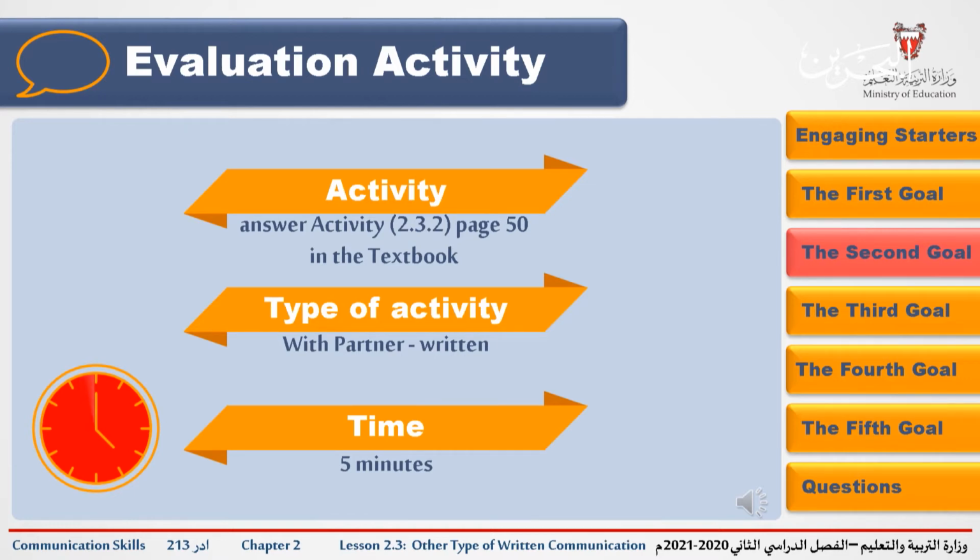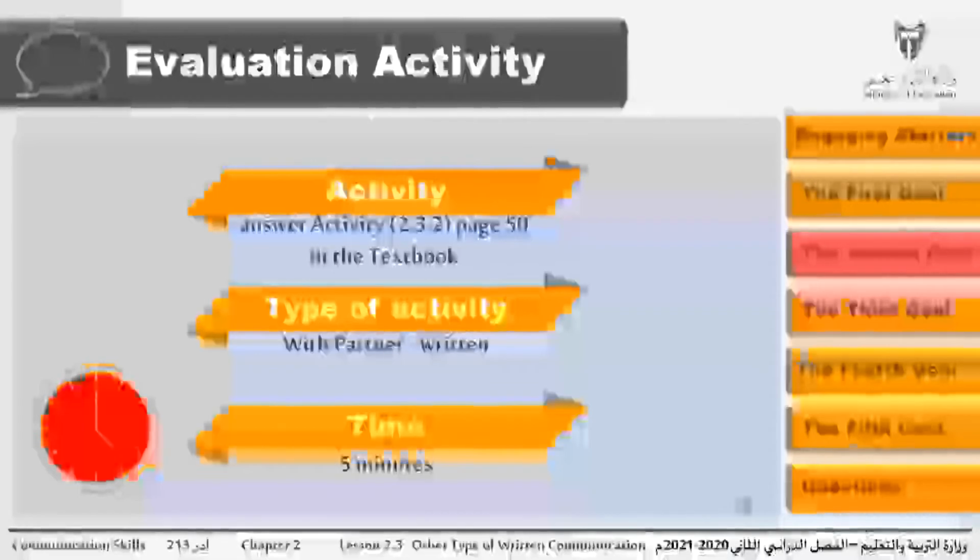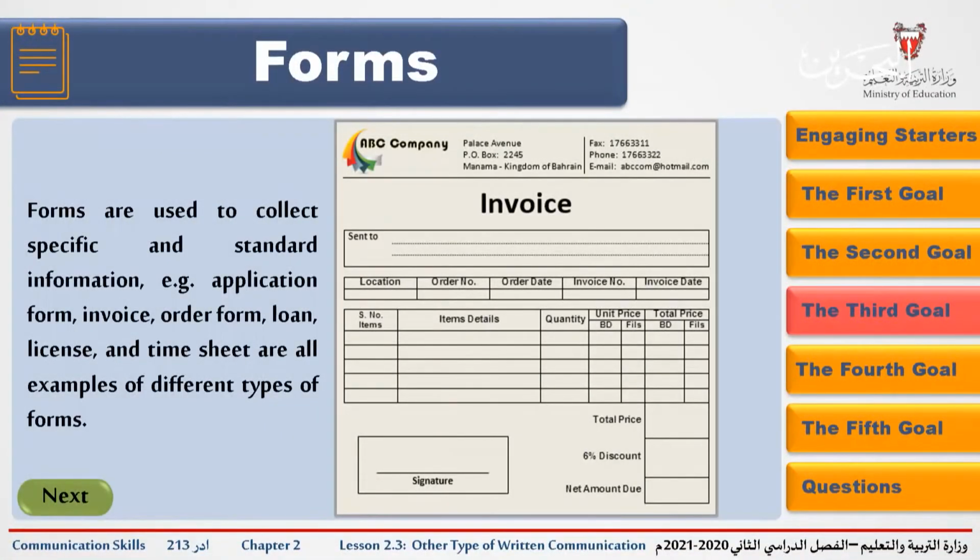Forms are used to collect specific and standard information. For example, application forms, invoice, order form, loan, license, and timesheet are all examples of different types of forms. As you can see in the image given to you, you will find this on page 51, figure 2.3.5. This is an example of an invoice form.